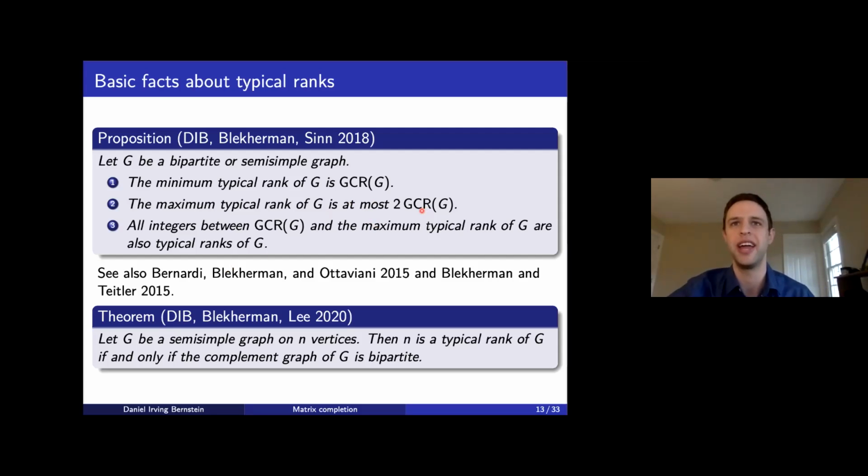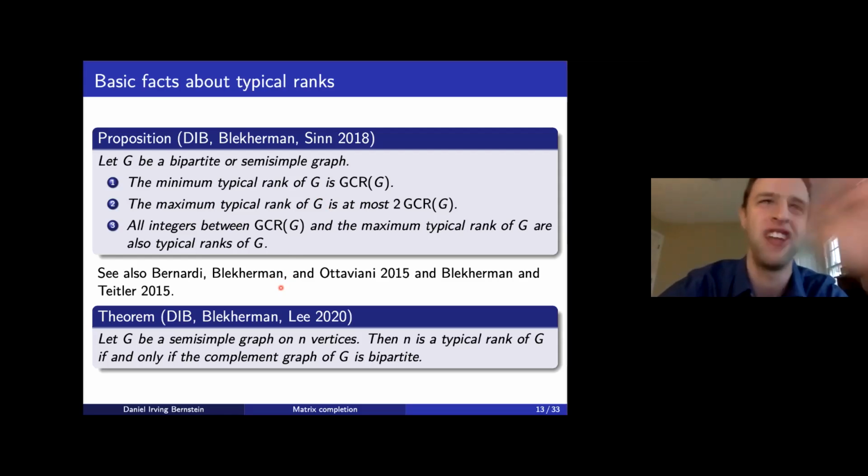The maximum typical rank is at most twice the generic completion rank. And not only that, all integers between the generic completion rank and the maximum typical rank are also typical ranks. I should say this is very similar to some results of Bernardi, Blekherman, and Ottaviani, 2015, and Blekherman and Teitler in 2015. One of them is for tensor rank and one of them is for some sort of generalization over varieties. This is not just a special case of it for kind of technical reasons, but this idea has appeared in other papers.